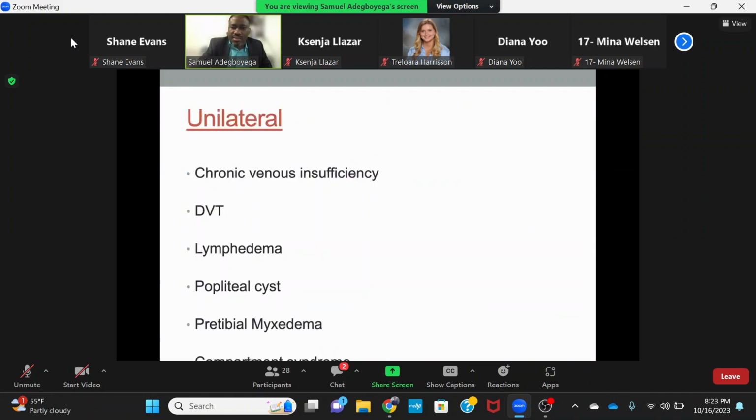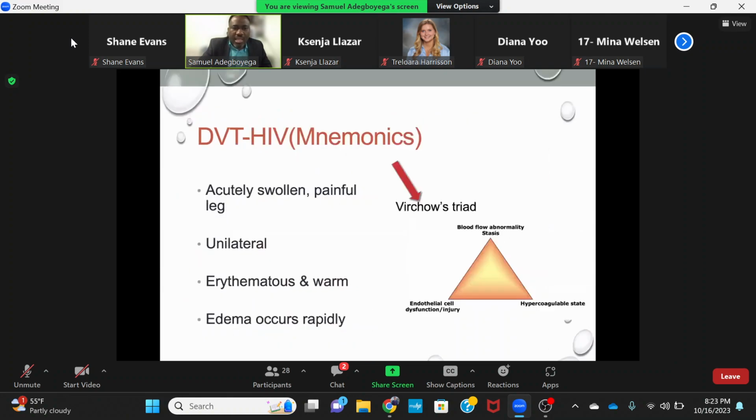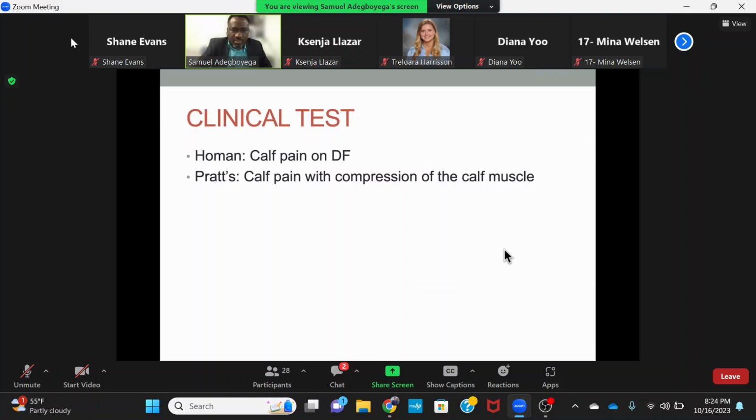Keep going. DVT, you guys know DVT very well, so I'm not going to go into depth about that. Just remember your Virchow triad. I use my mnemonic HIV. H is your hypercoagulability, I is your endothelial injury, and V is your venous stasis. Don't forget your Homans and Pratt signs. Pratt is compression of the calf: when you compress the calf and it's painful, that's your Pratt. When you just press the foot, that's your Homans.